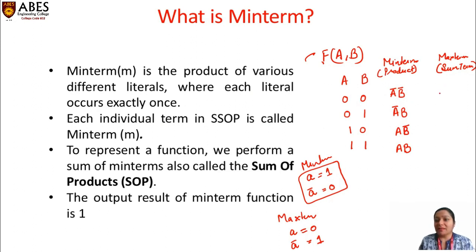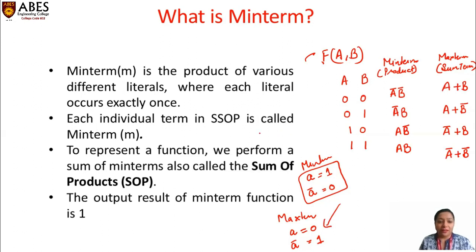Now, in the case of max terms, we use the concept that for both values of A and B being 0, we write the sum term here as A plus B. Here A plus B bar. Here A bar plus B. And here it will be A bar plus B bar. This is how we form the min terms and the max terms.